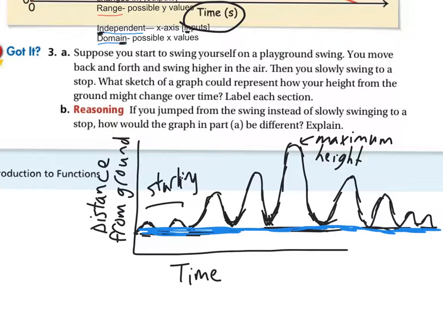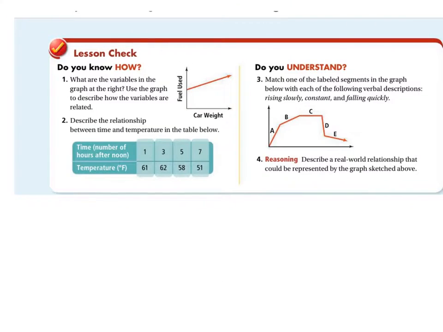Part B says if you jumped from the swing instead of slowly swinging, how would the graph be different? So not advisable, but what would happen there is that we would just really quickly get back to that point of being on the ground. So hopefully not from our maximum height, but maybe somewhere in here, it would just be a quicker getting back to that ground level point, basically.